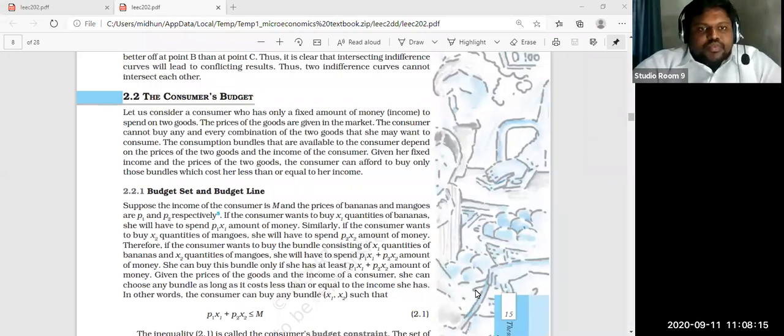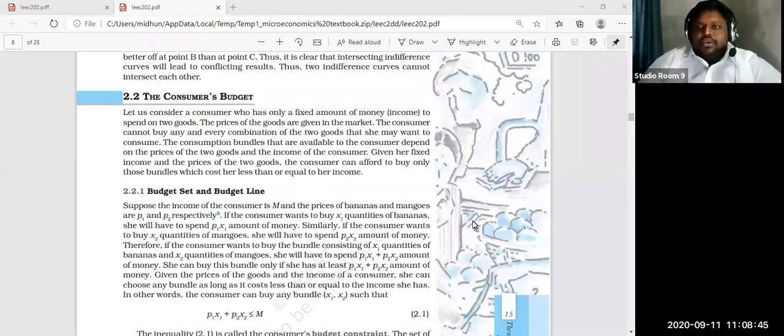To spend on two goods. Here we are discussing a bundle of only two goods. The prices of the goods are given in the market. The consumer cannot buy any and every combination of the two goods that she may want to consume. So within the budget, he or she is able to purchase different numbers of the products. In the first case, we discuss one bundle: X1 and X2, bananas and mangoes. One banana, two mangoes.